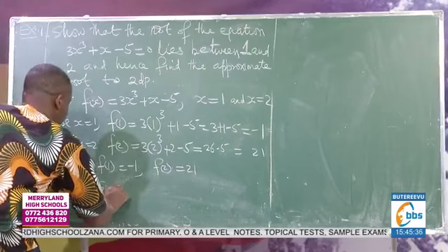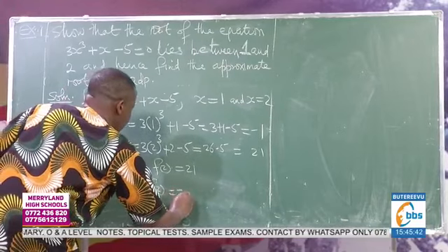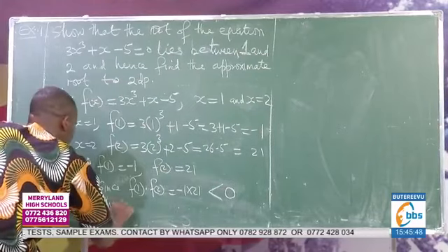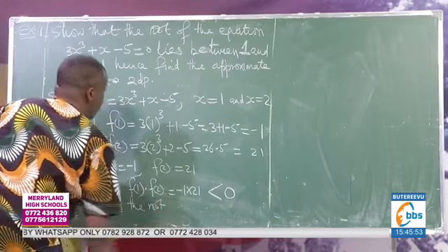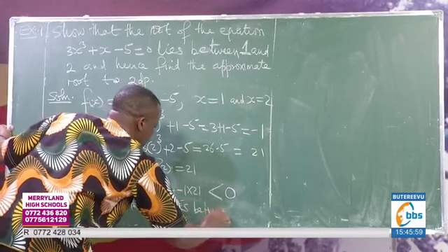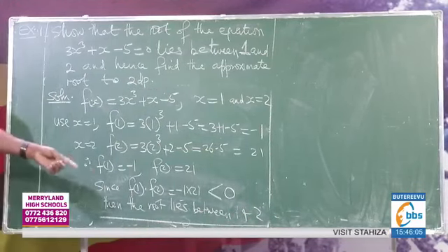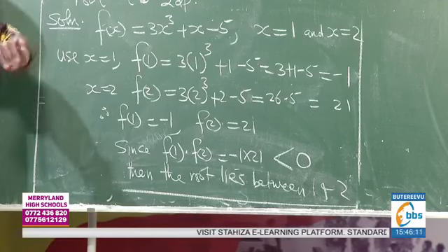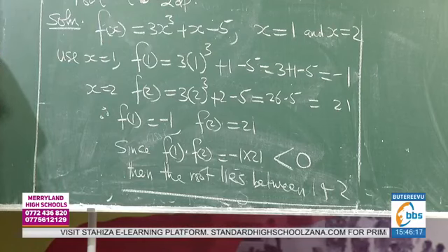And I'll say that since f of 1 times f of 2 is equal to negative 1 times 21, which is negative 21, which is less than 0, then the root actually lies between 1 and 2. But they want us to go ahead and actually find that value.